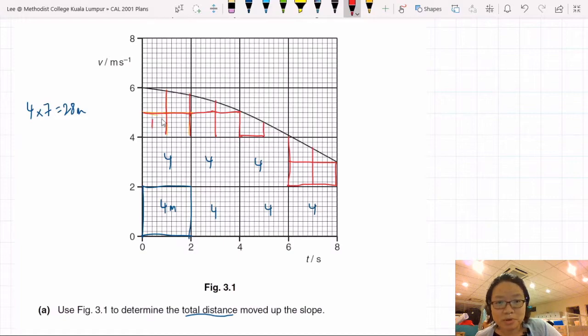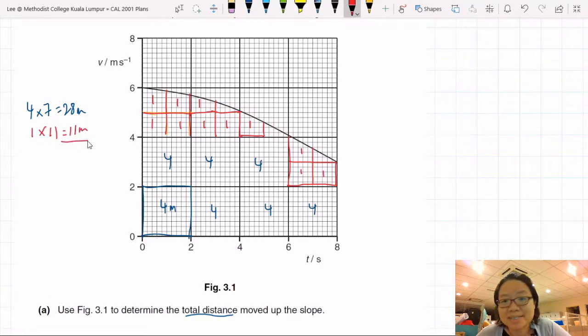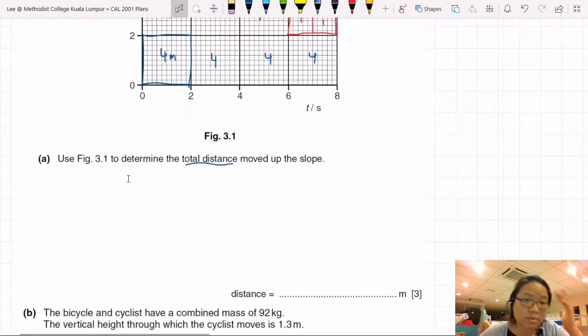Okay, so I'm counting the boxes. Only those that are more than half do I count. So all those I put 1, those more than half I count. So I counted 11, so I'll get 11 meters. Alright, so estimate the total distance up the slope. This will be it.